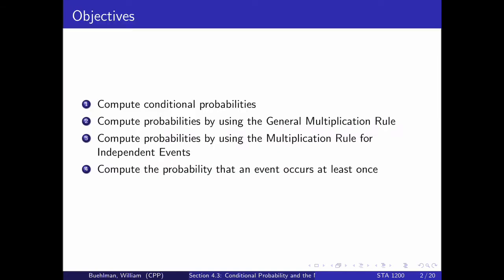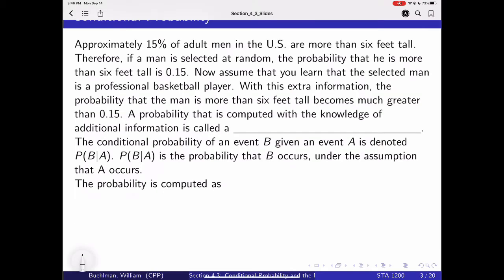The objectives for this section are to be able to compute conditional probabilities, to compute probabilities by the general multiplication rule, compute probabilities by the multiplication rule for independent events, and compute the probability that an event occurs at least once. Approximately 15% of adult men in the United States are more than 6 feet tall.